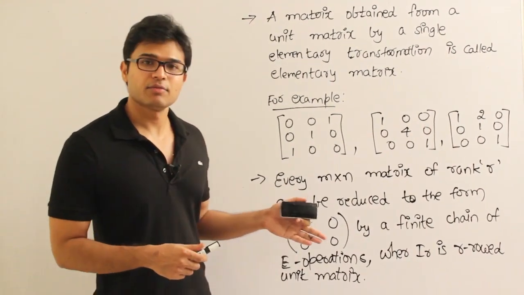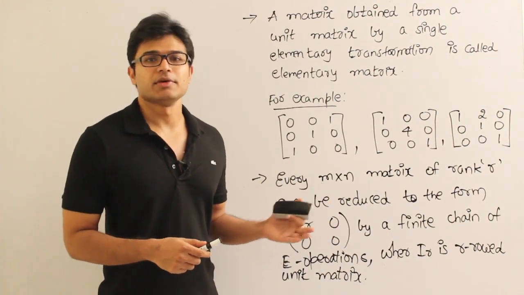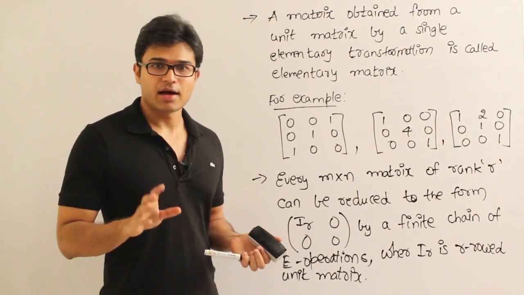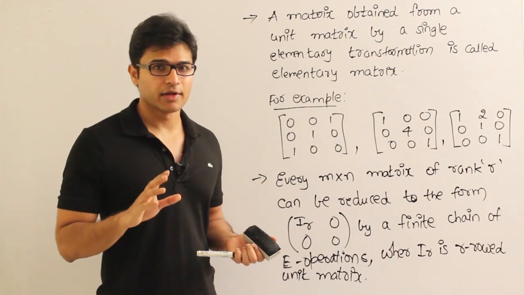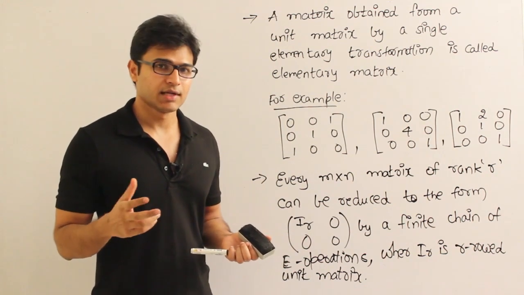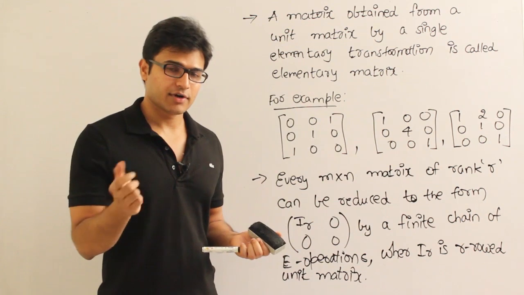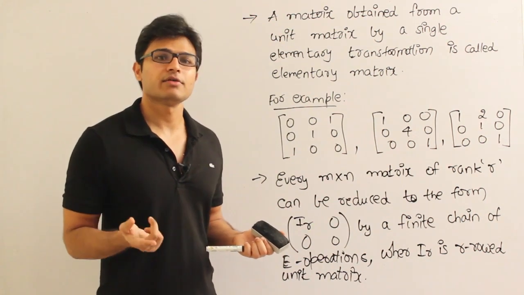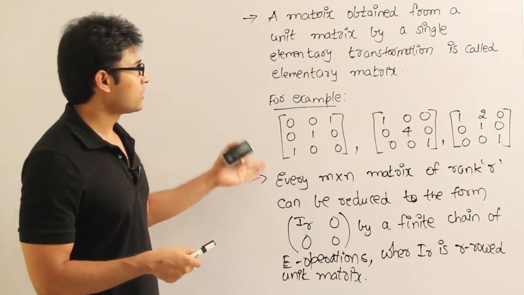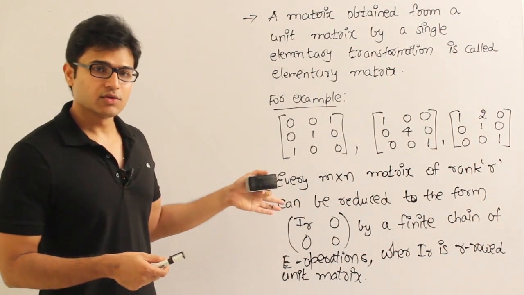This is some theory about the transformations, or elementary transformations. I think you understood how to find the rank. That is the most important question in matrices: given a matrix, how can you find out the rank using the elementary transformations? And this whole theory is an extra part, which will be useful for interviews.